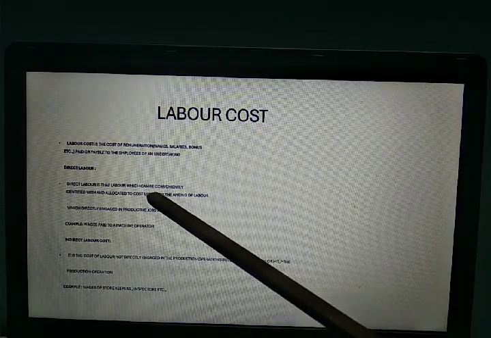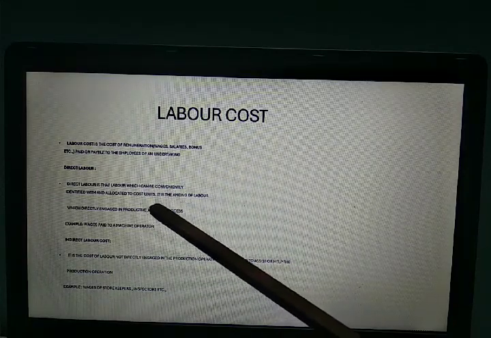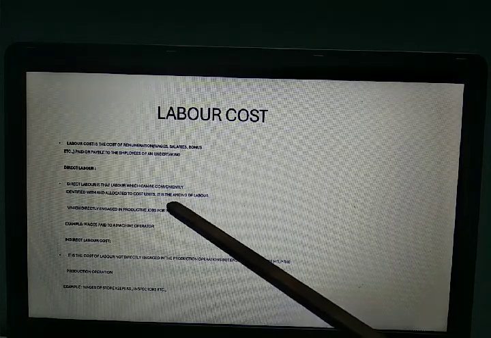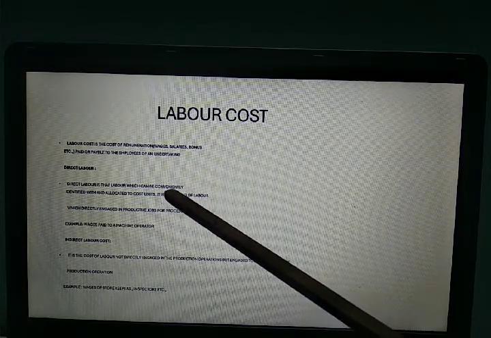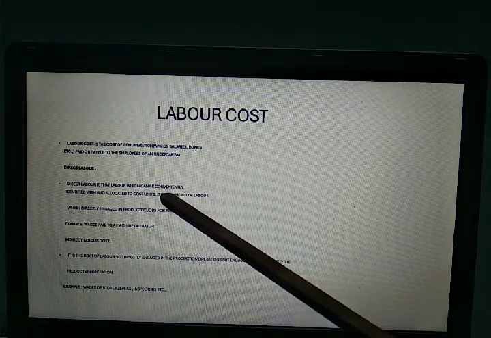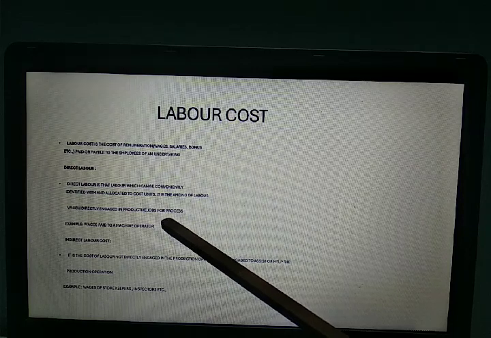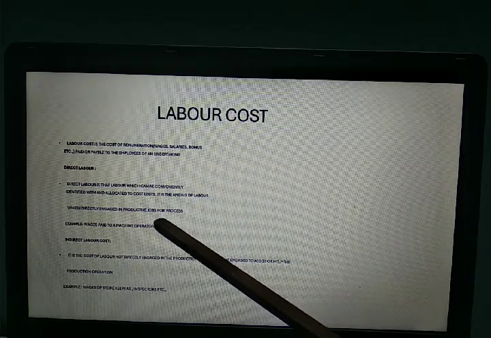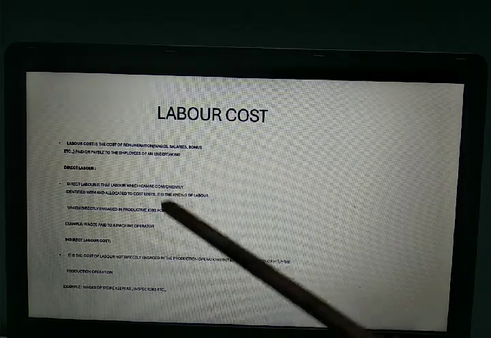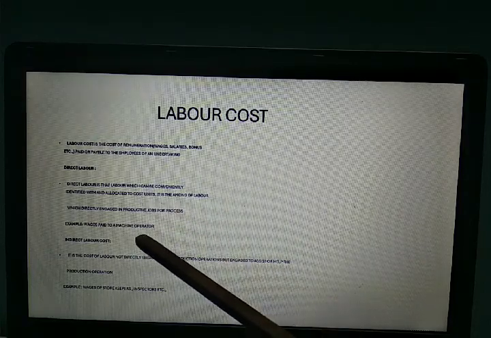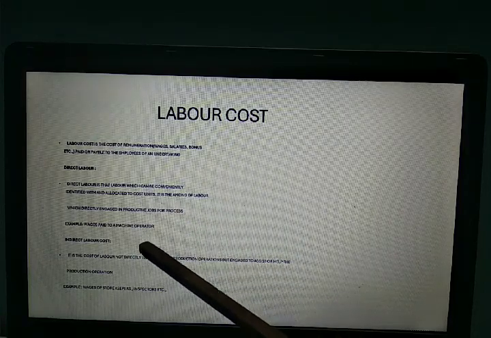Direct labor is that labor which can be conveniently identified and allocated to cost units straightway. Those who are involved in the production process, attached with the machinery, are the labor directly engaged in the productive job or processes. Machine involved, production process involved, those are called direct labor.